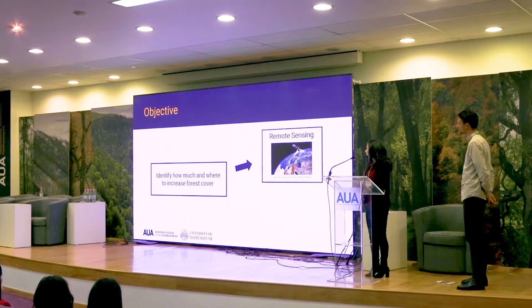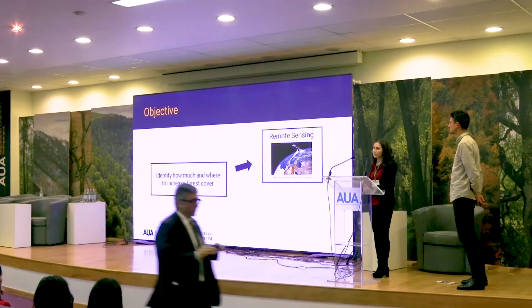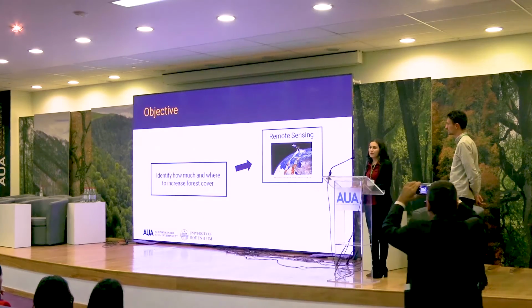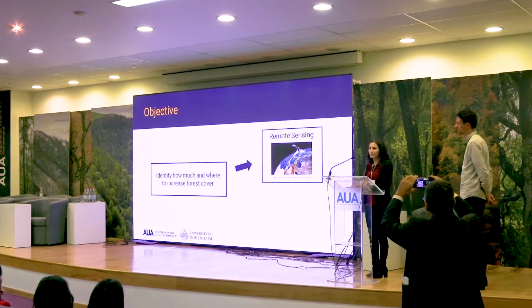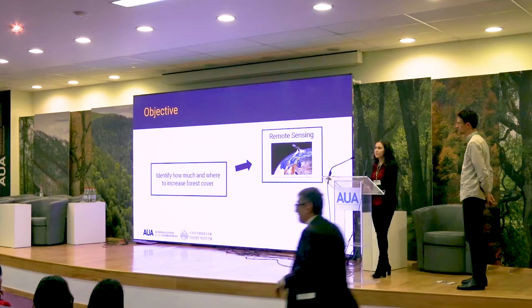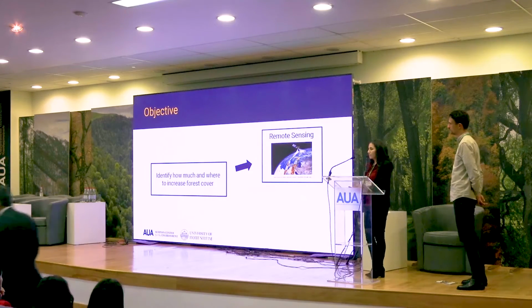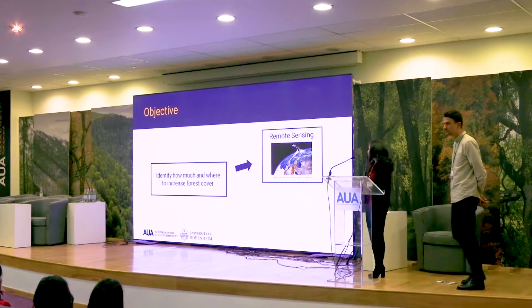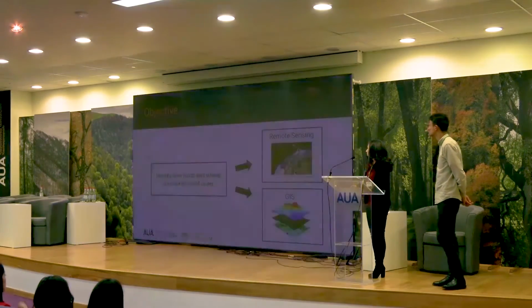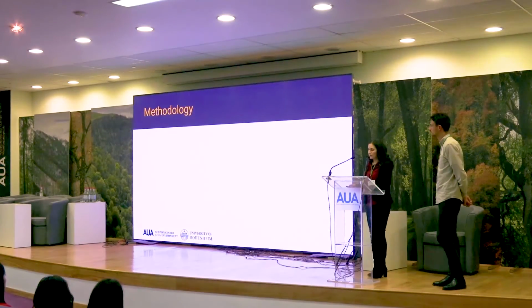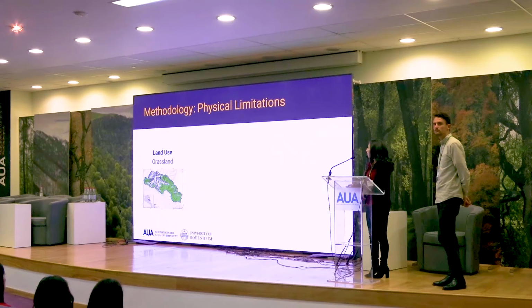The objective of our study is to identify how much and where to increase forest cover. So we need to find the areas where we can afforest, where we can plant a tree. For that reason, we use GIS, Geographic Information Systems, and Remote Sensing Technology. And now I will introduce what are the criteria or limitations that we use in GIS. The first criterion that we use is land use and land cover classes.